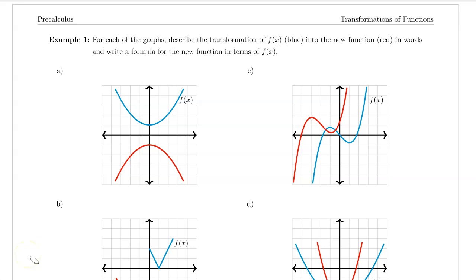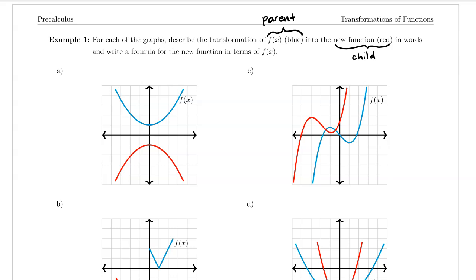Example 1 says, for each of the graphs, describe the transformation of f of x, which is graphed in blue, into the new function, red, in words, and write a formula for the new functions in terms of f of x. Now, really quickly, the original function f of x is graphed in blue, and sometimes you'll hear the original function called the parent function or the parent graph. And then the new transformed function or graph will sometimes be called the child graph or the child function. So that's just some nomenclature.